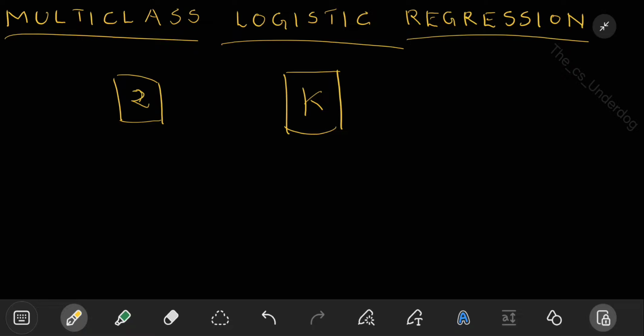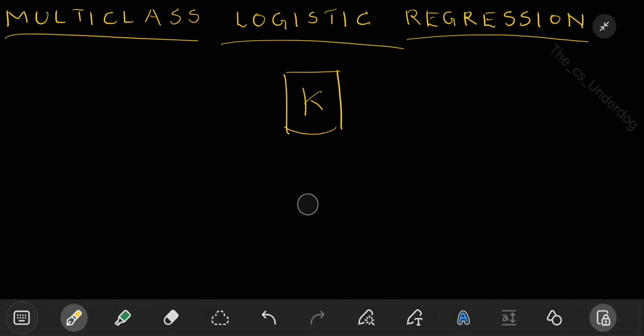When we wanted to do binary classification, we used something called the sigmoid function. And here, in order to do k-class classification, we'll be using the softmax function. So the main difference between binary logistic regression and multi-class logistic regression is that in two-class classification, we use the sigmoid function, while in multi-class classification, we use the softmax function. This is the major difference. Let us see what exactly the differences are as we go through this lecture.